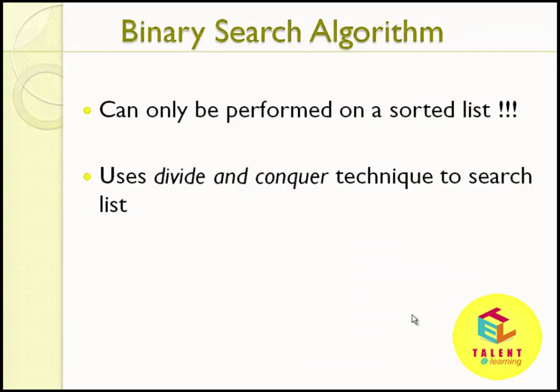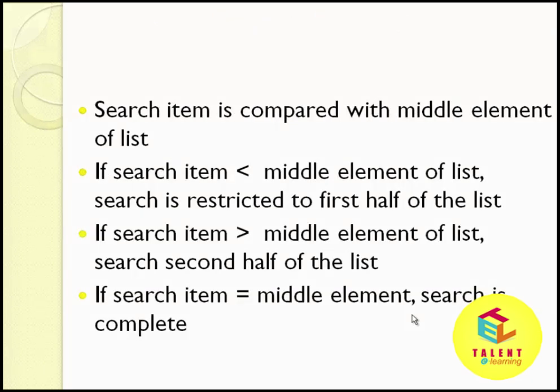It can only be performed on a sorted list, which is one of the basic criteria for performing binary search. It uses the divide and conquer technique to search the list. Here the search item is compared with the middle element of the list. If the search item is less than the middle element of the list, the search is restricted to the first half of the list. If the search item is greater than the middle element of the list, search the second half of the list. If the search item is equal to the middle element, the search is complete.